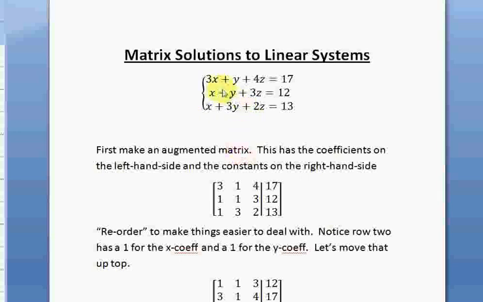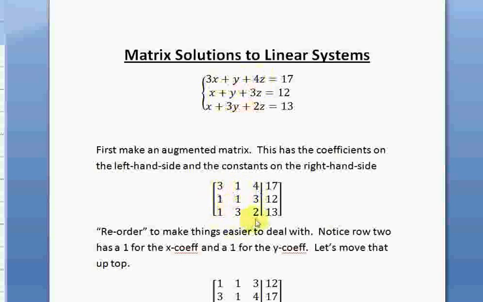Well, the first thing we're going to do is take our systems of linear equations. In this case, I have 3 equations and 3 variables, and that's your basic rule of thumb. However many unknowns you have, that's the minimum number of equations you need. And I'm going to take all my coefficients, this 3 for the x, the 1 for the y, and the 4 for the z. I'm going to start building my matrix.